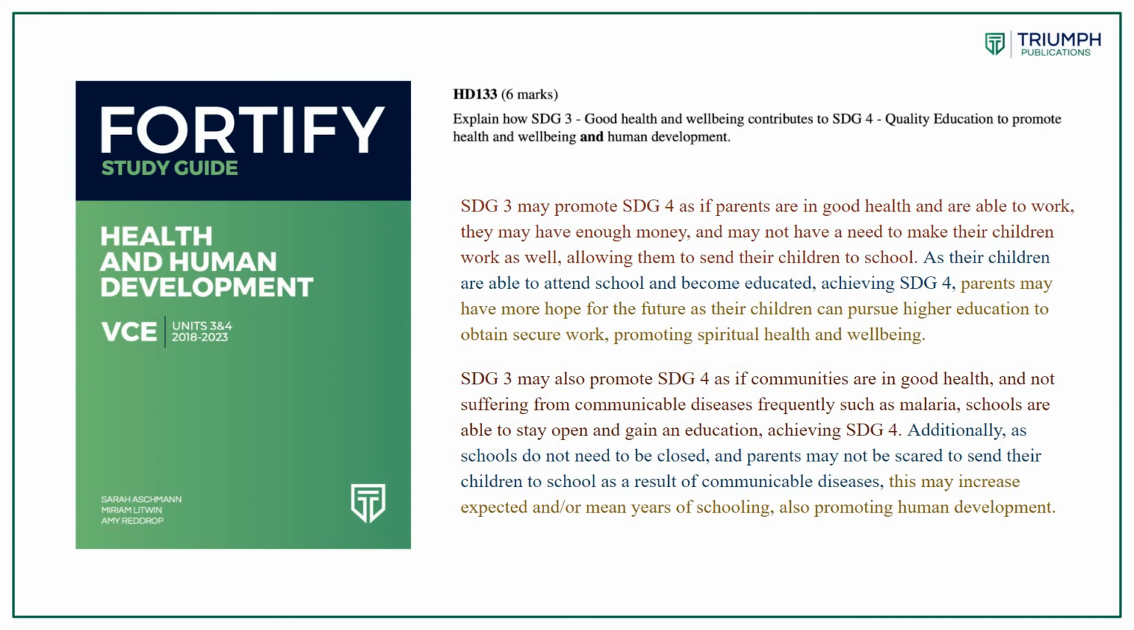Then, for the final mark, you're going to link that to a dimension of human development, and for this one we chose expected and/or mean years of schooling, which then promotes human development as a whole. And that's all you have to do to get those full 6 marks.